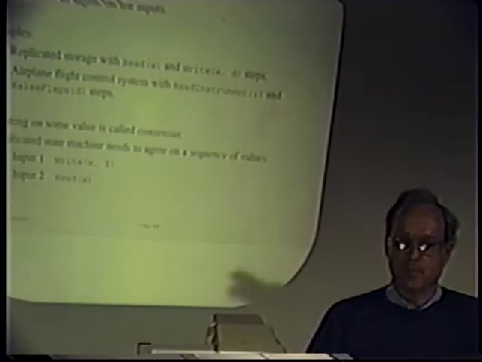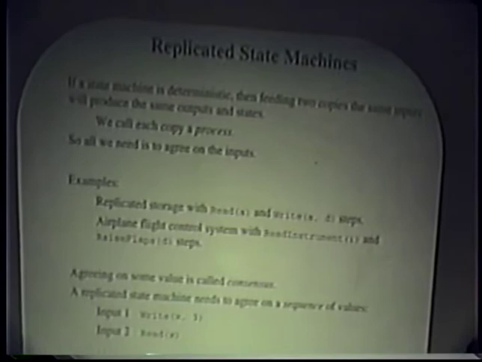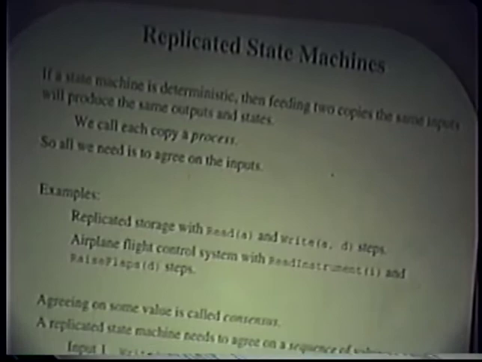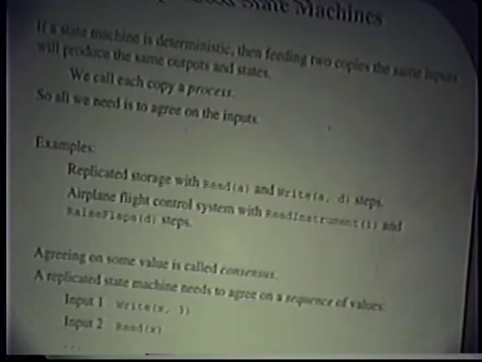The basic idea is extremely simple. If you have a state machine that's deterministic, and you have two copies of it, and you feed both copies the same inputs, then the two copies will proceed in exactly the same way, produce exactly the same outputs, and go through the same sequence of states. Often we call the individual copies processes. And now we can see the basic idea for building a highly available system is very simple. We make a bunch of copies of a state machine, and we get them to agree on what the inputs should be. And then all the copies that are working will evolve in exactly the same way.